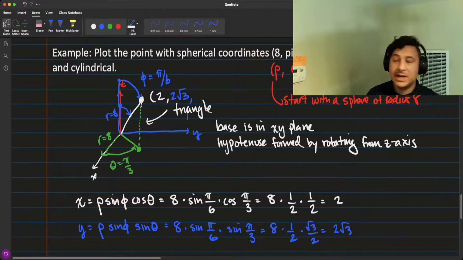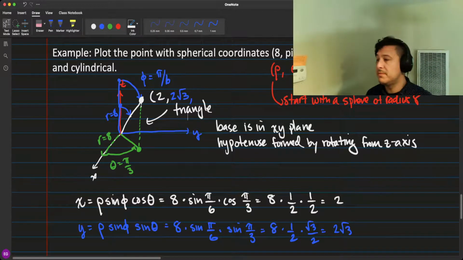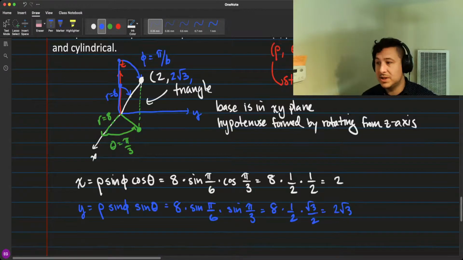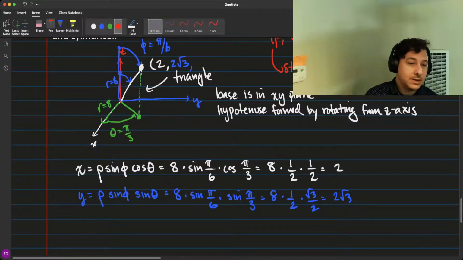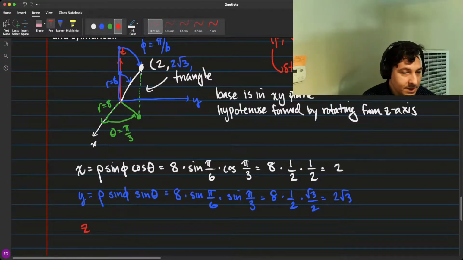And this matches with my drawing so far. You can see that that point right there has positive x and positive y values. So we're like, hooray. Looking at the picture, I know I should also have a positive z value. So let's calculate that. z is equal to rho cosine phi, which is equal to 8 times the cosine of pi over 6.